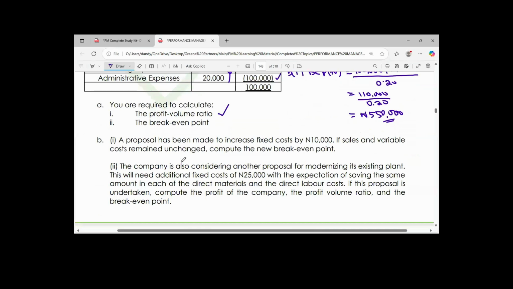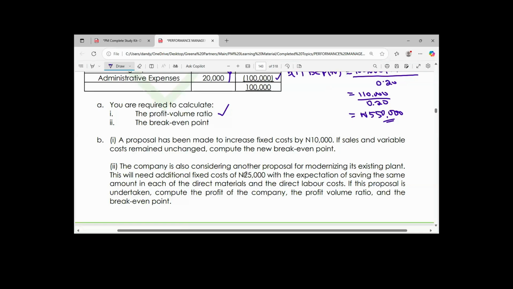Then the next one, number B2. Hope I'm not too fast. The company is also considering another proposal to modernize its existing plants. This will need additional fixed cost of 25,000 naira, with the expectation of saving the same amount in each of the direct materials and direct labor costs. If this proposal is undertaken, compute the profit of the company, the profit volume ratio, and the break-even point. Now, this is what the examiner is trying to say: fixed cost will increase by 25,000 naira, which takes it to 125,000.